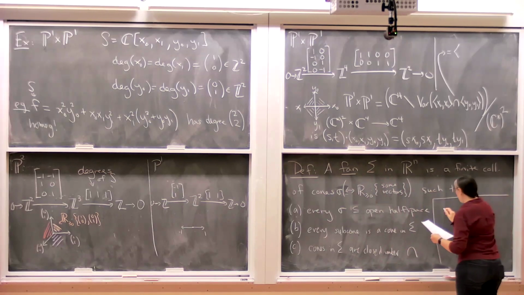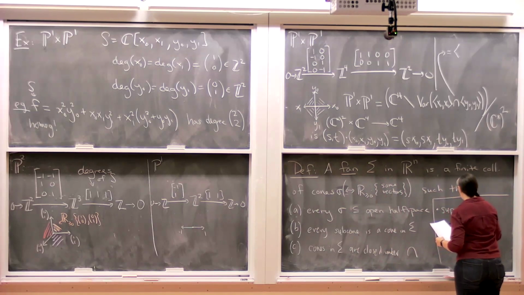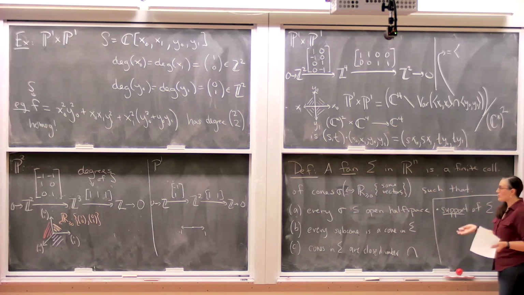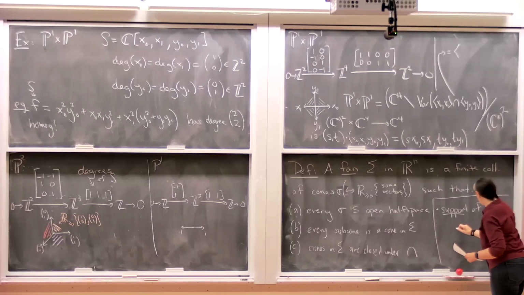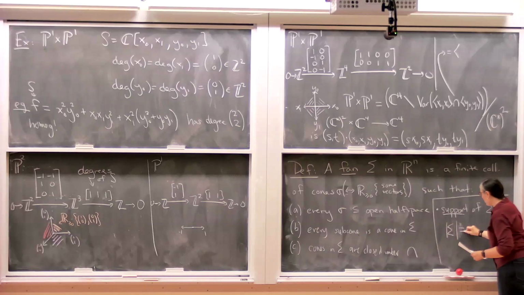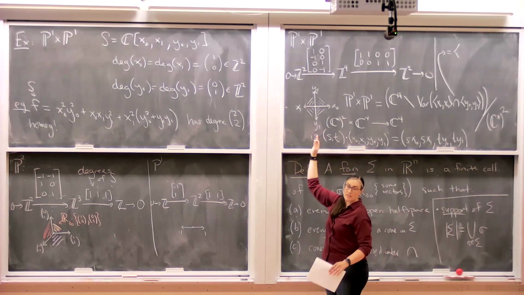All right, so just two more things. So the support of sigma is just the stuff in R^n that has a cone living over it. You can also do this for just a cone, and it's just the union of the actual points in R^n. Here I'm really just thinking about the points in R^n. So the support of this fan is all of R^2.